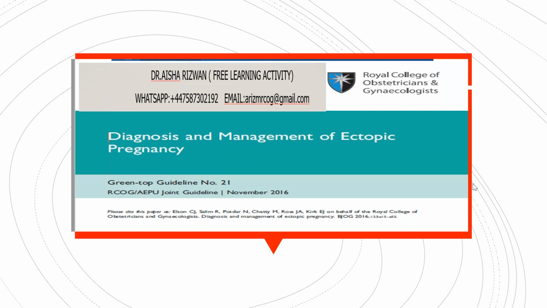Surgical removal of the ectopic pregnancy is the method of choice for hemodynamically unstable women, and this is also an option for hemodynamically stable women. Which option? Surgical removal of the ectopic pregnancy, which is a heterotopic pregnancy, intrauterine and extrauterine. So you can remove the extrauterine pregnancy surgically also.